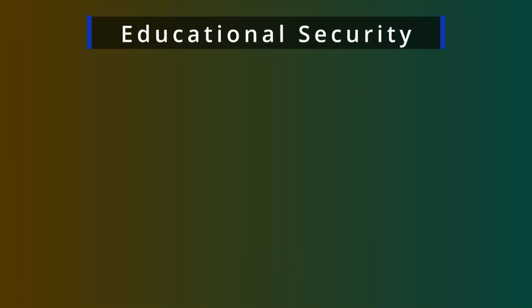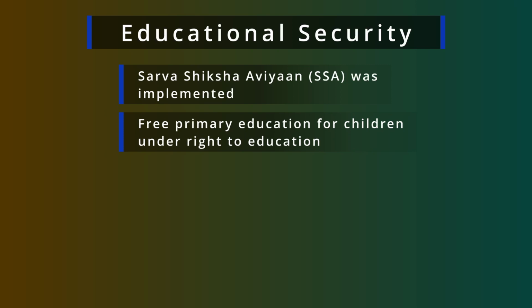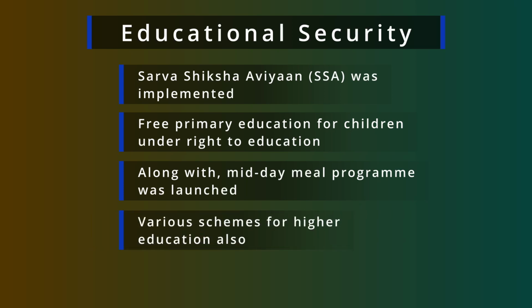In case of educational security, the Sarva Shiksha Abhiyan has been implemented, and free primary education for children has been brought through the Right to Education Act. Along with that, a midday meal program has been provided to attract students to the schools, and various schemes for higher education have also been implemented, like Swami Vivekananda schemes, Junior Research Fellowship, and many more.